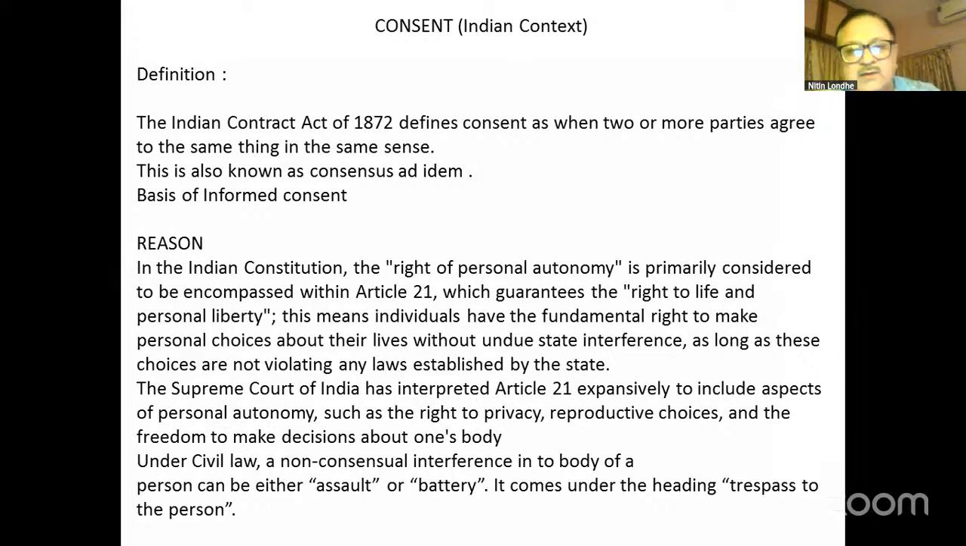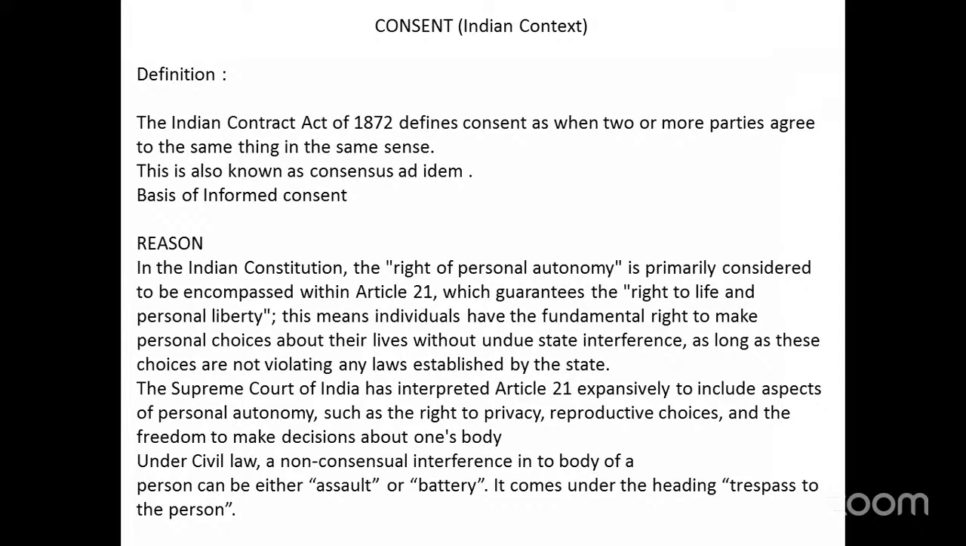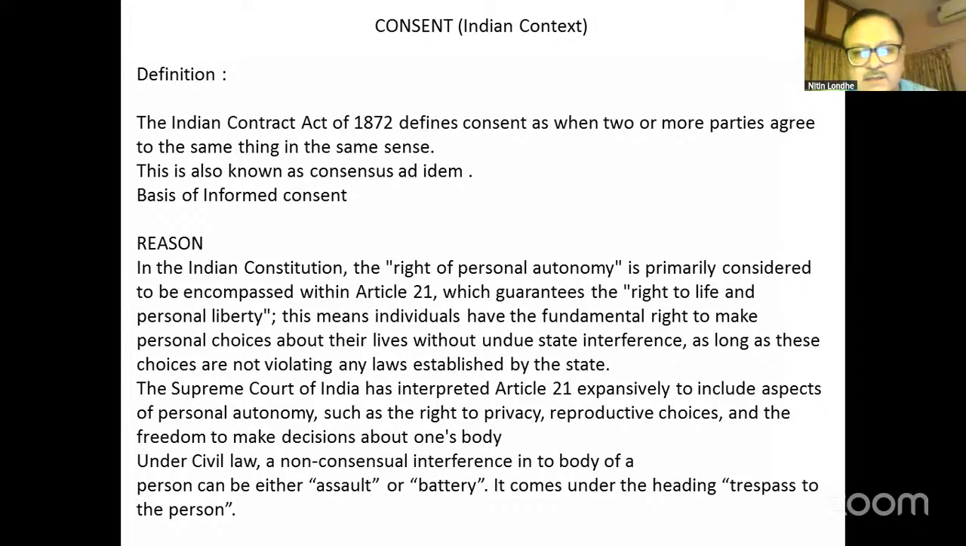In our Indian Constitution, Article 21 guarantees the right to life and personal liberty. And the right to life and personal liberty is also interpreted as the right of personal autonomy, wherein the patient can make a decision or a choice of how to take care of his own body. And therefore, it is a fundamental right to make a personal choice about their lives without undue state interference, as long as the choice is not violating any laws established by the state.